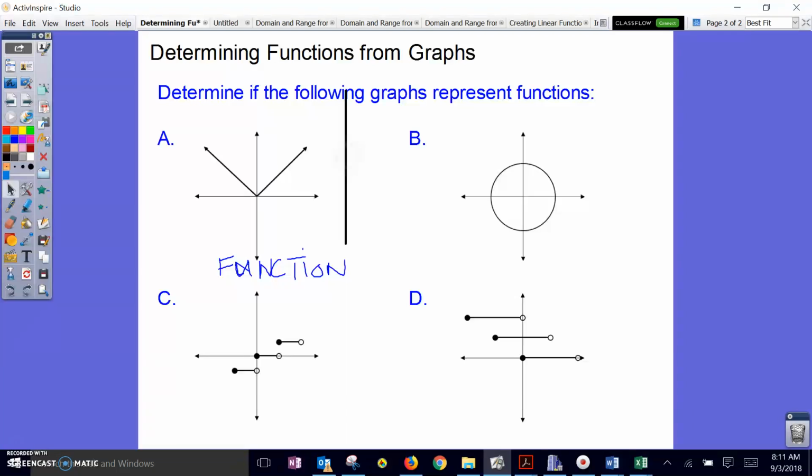Alright, now let's do the same with part B. We'll take this vertical line, and we'll drag it over the graph in part B. And now you see at all of these points, as I'm dragging the vertical line across the graph, it's hitting more than one point at a time. For instance, right now you can see it crossing over the bottom portion of a circle and the top portion of a circle. That tells us that this graph is not a function.